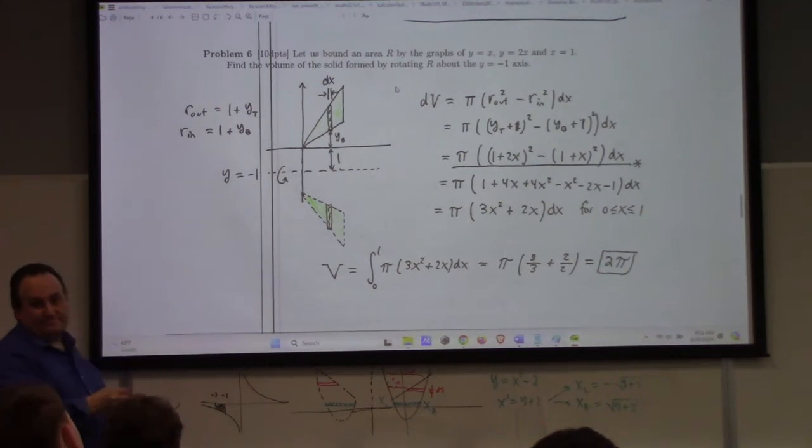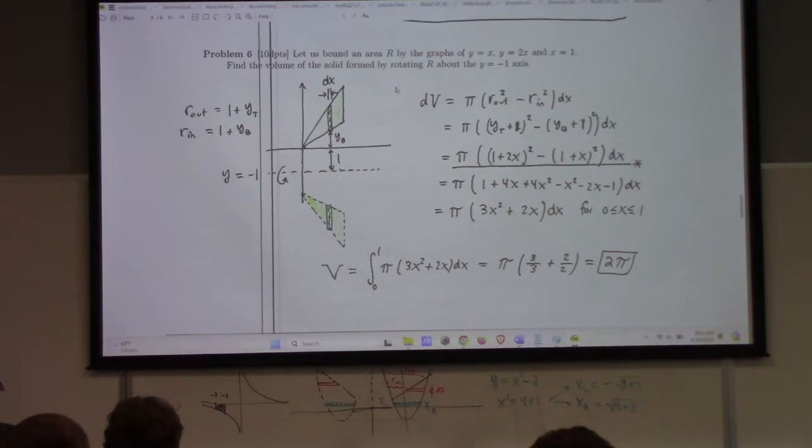Oh, also, yeah. So in both cases, there's a better choice: washers or shells. In other words, my advice at the start of this problem is just complete nonsense. I mean, it's not logically incorrect, but in terms of the actual calculation, it'd be a pain to do shells here.